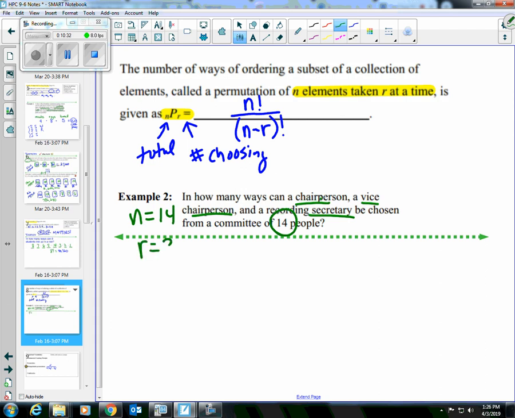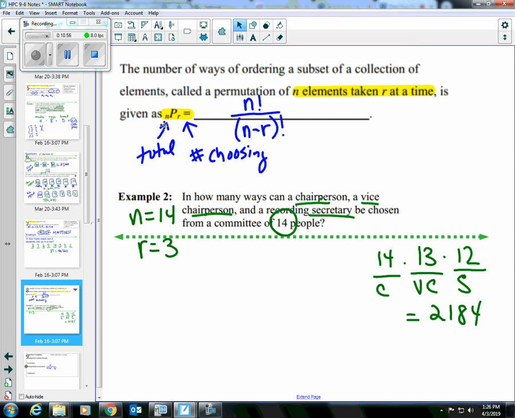The r is 3. Now, if we were going to do this the old way, just counting principle, I would say, okay, how many choices do I have for the chairperson? 14. How many choices do I have for vice chair? Once I chose the president or the chairperson, only 13 left. And then how many would be left for secretary? It'd be 12. You could just do the counting principle, right? Multiply it out, and you would get 2184.